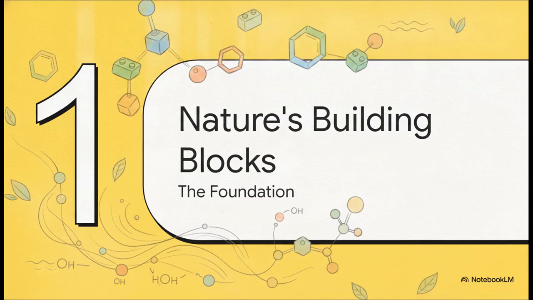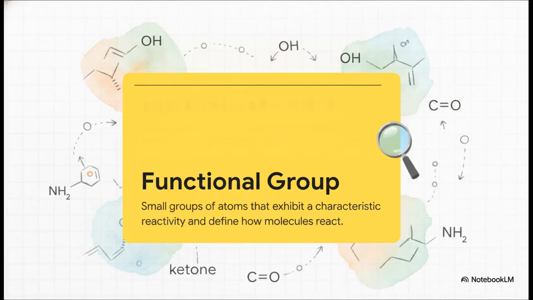Section 1. Nature's chemical building blocks. The absolute core concept we need to grasp here is the functional group. Basically, these are small clusters of atoms that exhibit a very characteristic reactivity. And what's truly amazing about this is that a particular functional group will almost always behave exactly the same way, no matter what giant, complex molecule it happens to be hitching a ride on. They are, quite literally, the chemical engines dictating how molecules interact with the world.